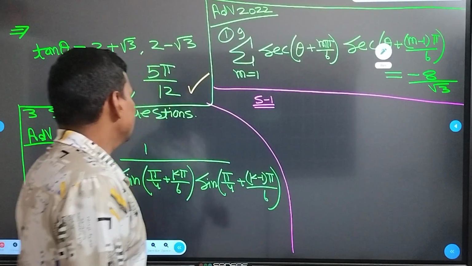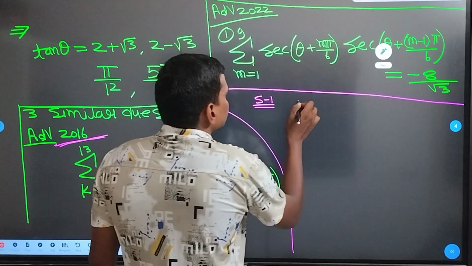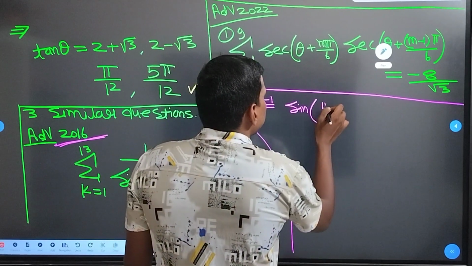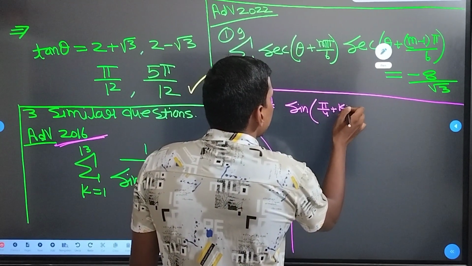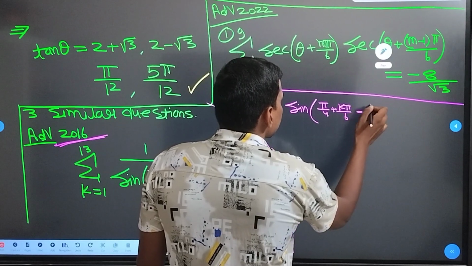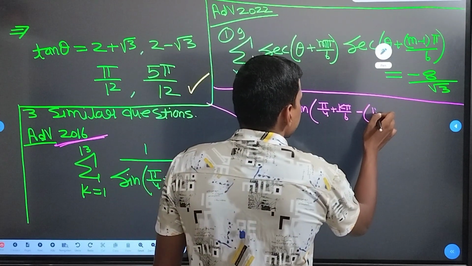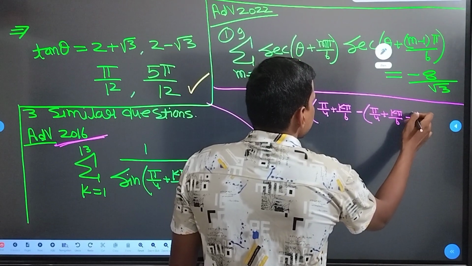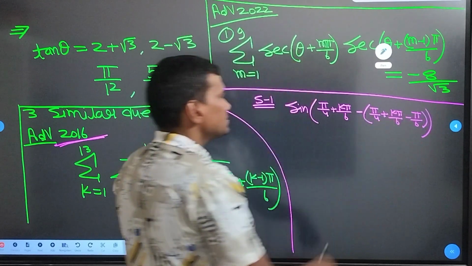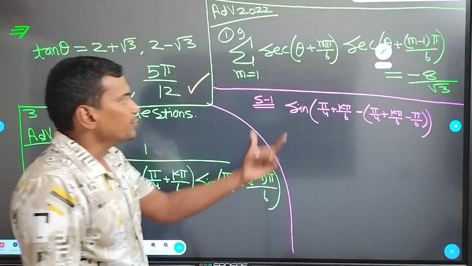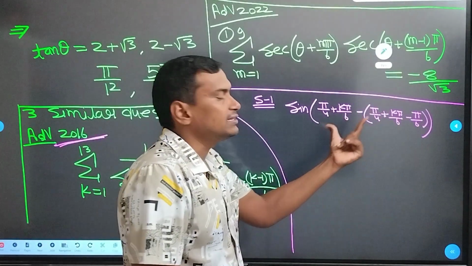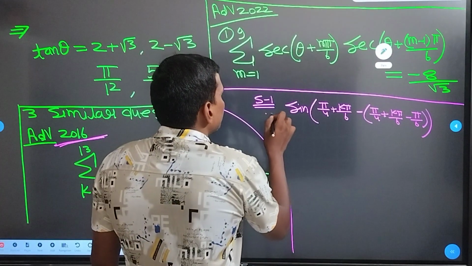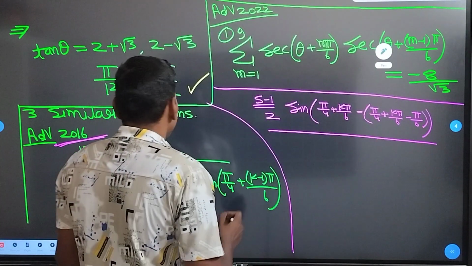So we are writing it as sine of, the difference of 2, and you can see the difference is 30 degrees. Sine 30 degrees is 1 by 2, but in the numerator there was only 1, so we are multiplying by 2.